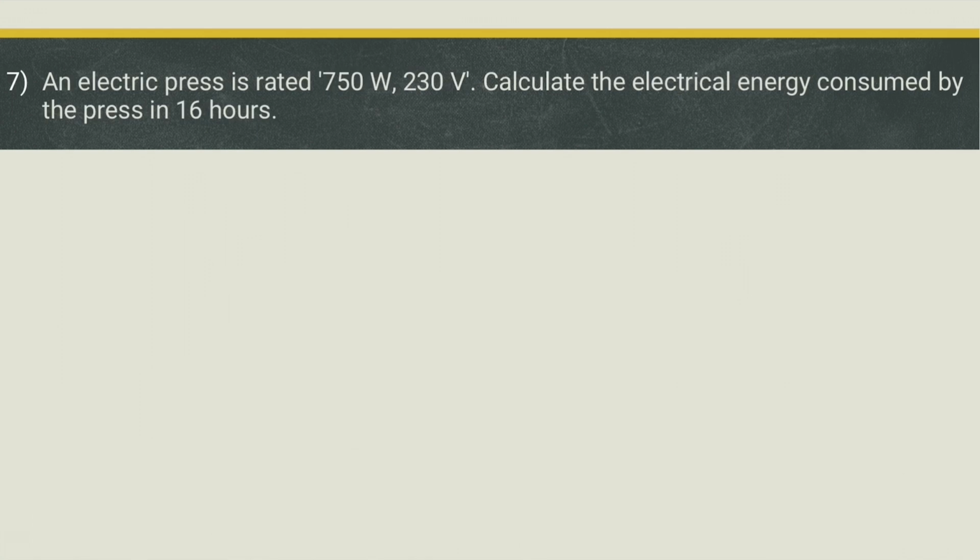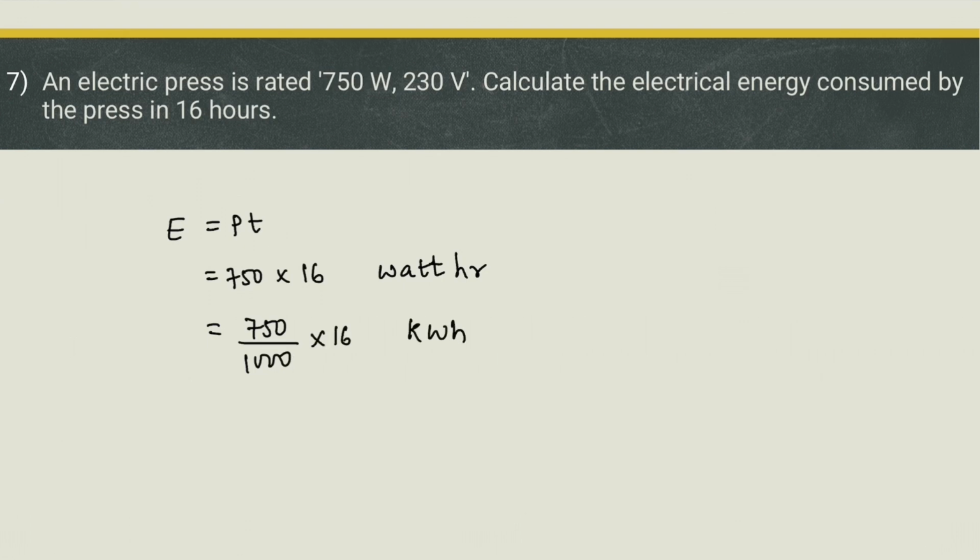Seventh, electric press is rated 750 watt 230 volt. Calculate the electrical energy consumed by the press in 16 hours. Again, energy is equal to power into time. Power is 750 watt. Time is 16 hours. So this is watt into hour. Convert watt into kilowatt. 750 upon 1000 into 16. So this is kilowatt into hour. And that answer is 12 kilowatt hour.